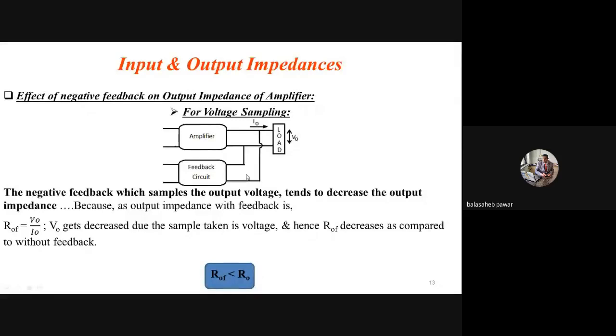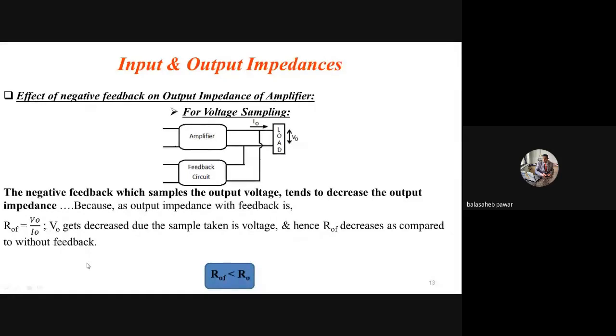See, if the sample taken is voltage, logically it is very simple. ROF, if we want to define, that is related to the output side. As it is an impedance, it will be equal to the respective voltage divided by the respective current. That is nothing but output voltage divided by output current. Simply R equals V by I. As ROF is concerned, that means the output impedance is concerned, we have to take the respective voltage and currents, that is output voltage and output current.